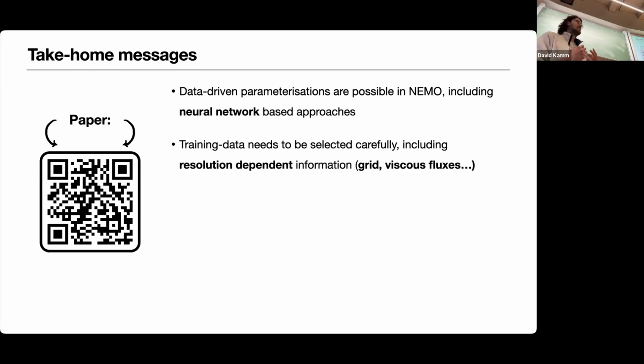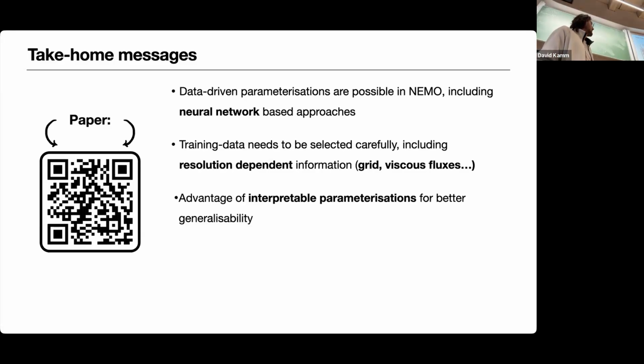You need to be quite selective about what information you provide to either the neural network or the equation discovery approach. So, for example, resolution-dependent information such as the grid, as we discussed, as well as the bathymetry, could be included explicitly, but also other energy fluxes from different parameterizations would be one idea we would have to include explicitly in the training. And then as a last point, we also found that the equation discovery approach is slightly advantageous over the neural network, also because it's interpretable.